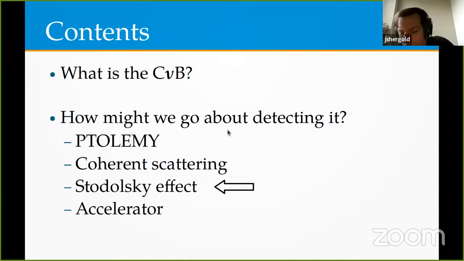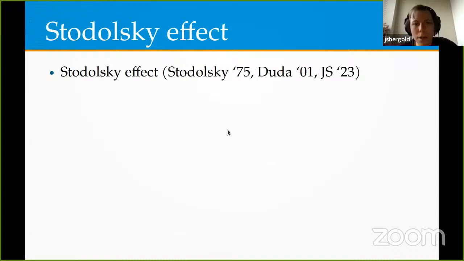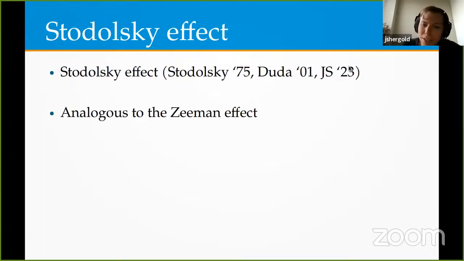Normally this is where I'd ask questions, but I think we're having them at the end, so I will move straight on. Okay, right, so the Stodolsky effect. What is the Stodolsky effect? It's analogous to the Zeeman effect. So just to jog everybody's memory, the Zeeman effect is where you put some charged particles, typically a charged fermion, in a magnetic field, and you observe some energy splitting between its two spin states proportional to the strength of the applied magnetic field. The Stodolsky effect is more or less the same thing.